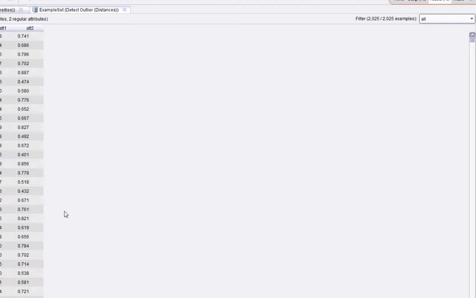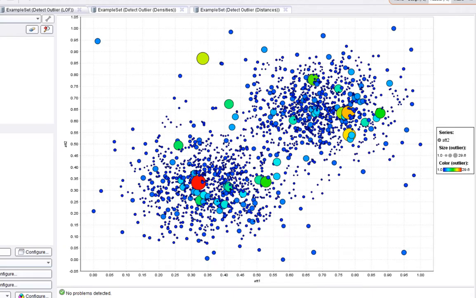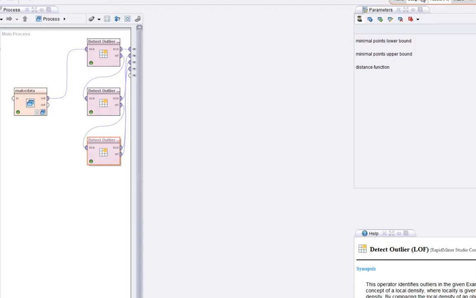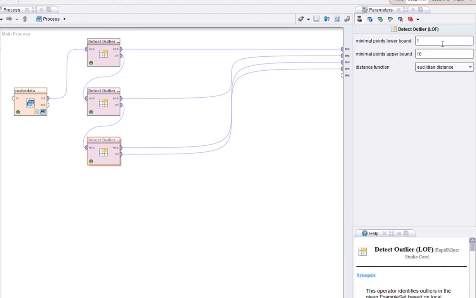Okay, now look at the plot. Now it's very different. Now, because my min was 1, essentially now it's very susceptible to noise. So it's finding outliers inside clusters and so on. So that's the general rule. You have to make the minimal points lower bound larger to make the operator less susceptible to noise.